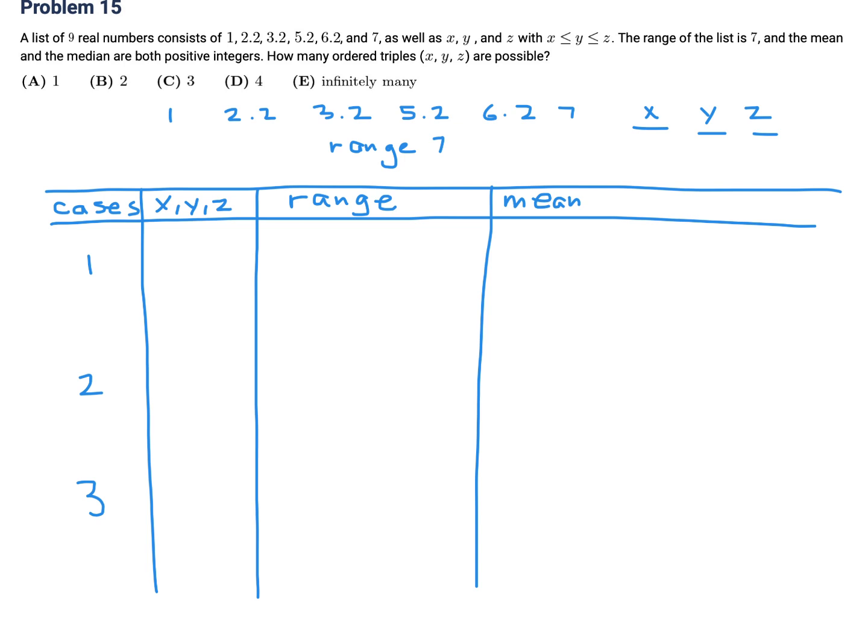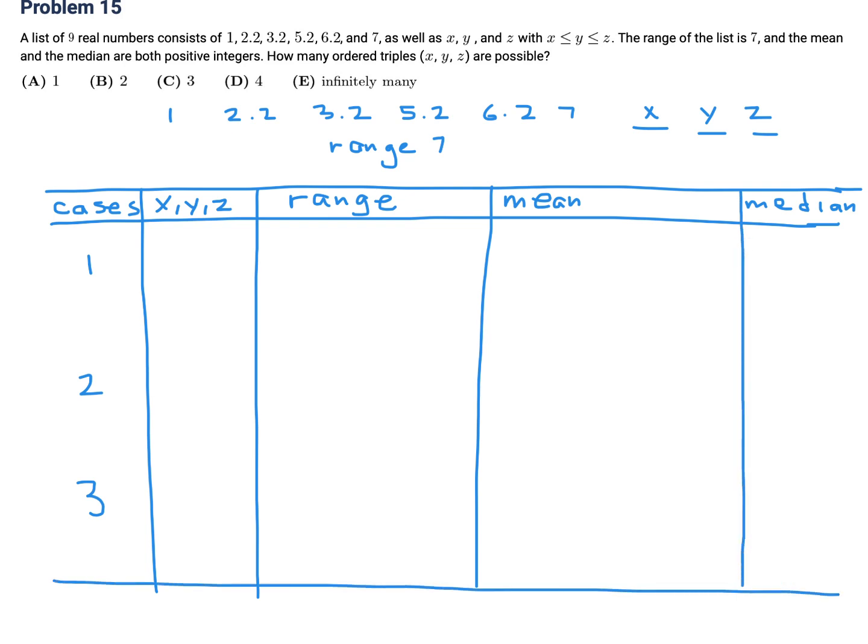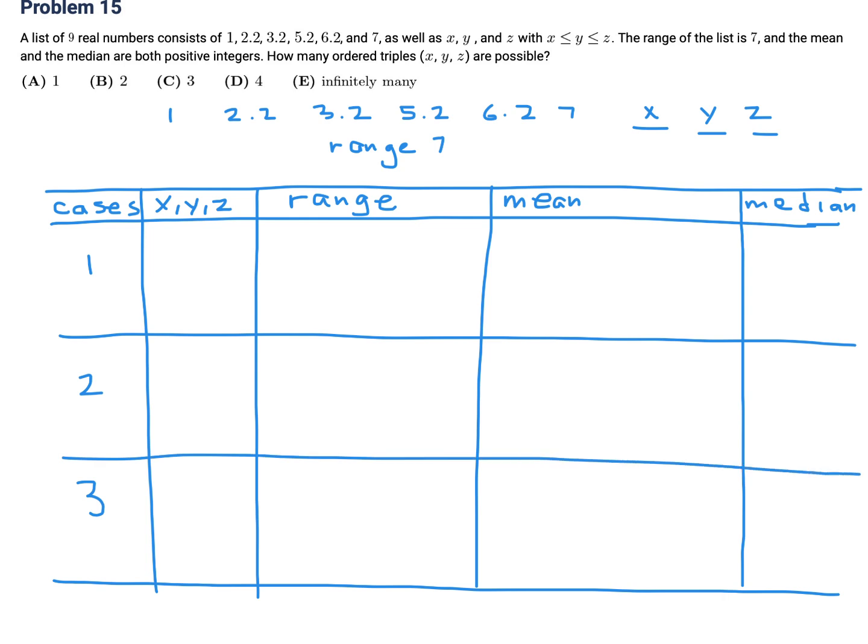Let's see here. And finally, I guess the median, which is the middle value. And I think that should be it. So let's see what we can get. Okay, so first thing, we want to look at the range. So let's start with z. If z is my biggest, well, it is. If you look at that inequality, that's actually very important. Z is the biggest. So let's start off with what's the biggest I can make it.